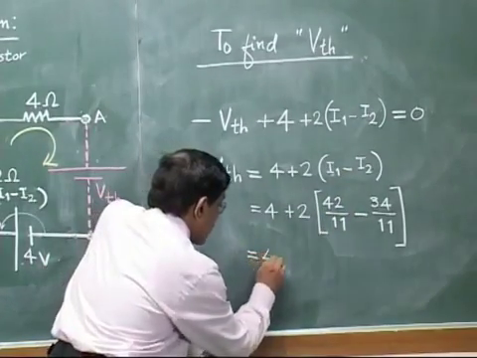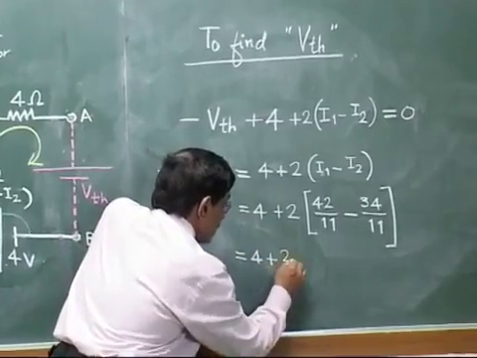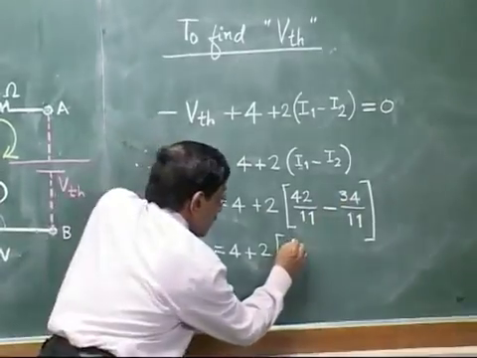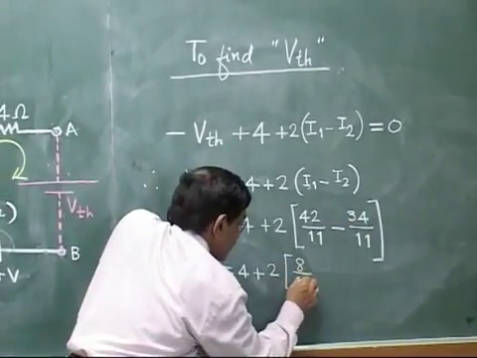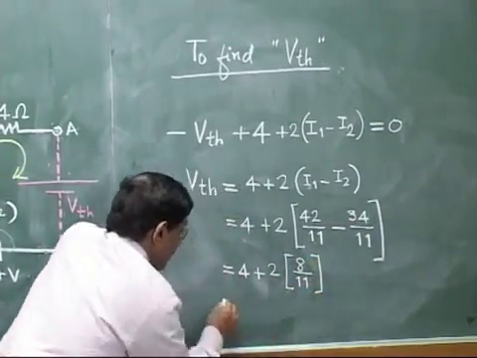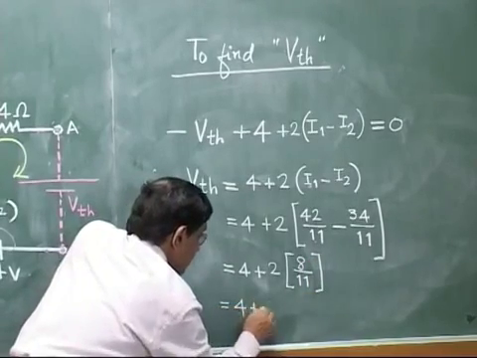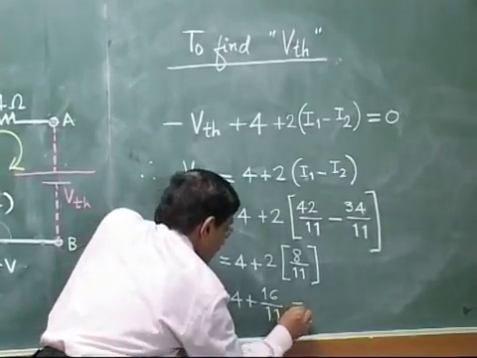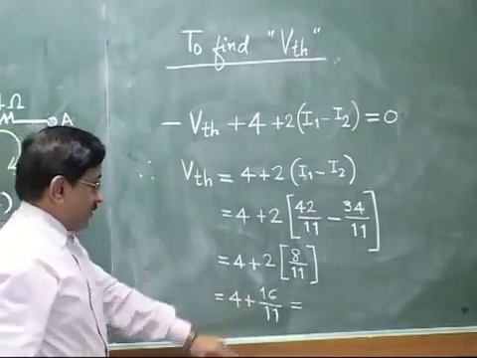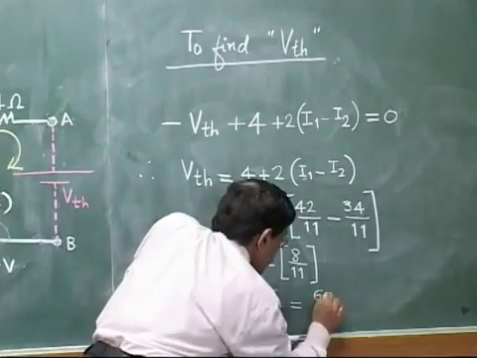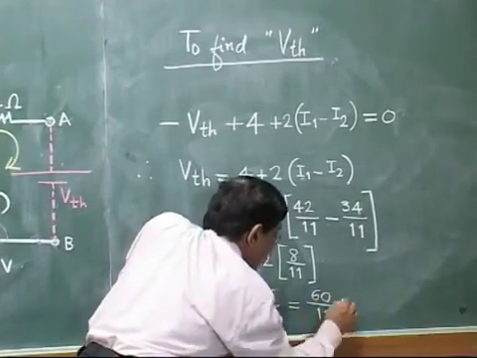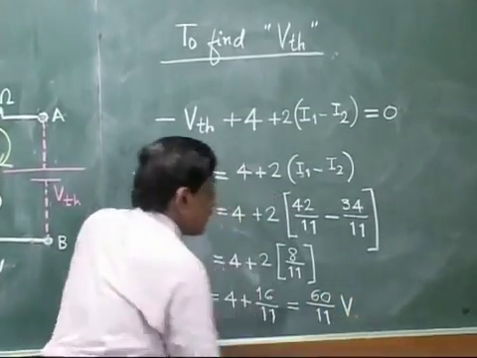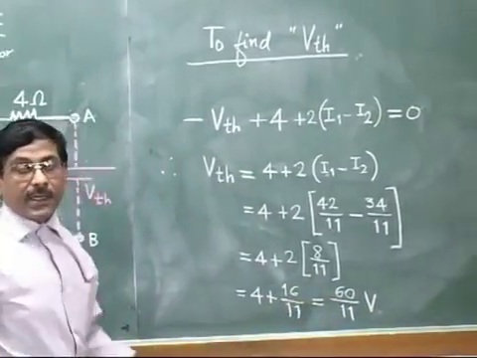So this will give us 4 plus 2 times, in bracket, 42 by 11 minus 34 by 11, which gives you 8 by 11. So it becomes 4 plus 16 by 11, and finally this will be equal to 60 by 11. So 60 by 11 is the answer for our VTH. As this is a voltage, you write the unit as volt. So this is the answer for our VTH.